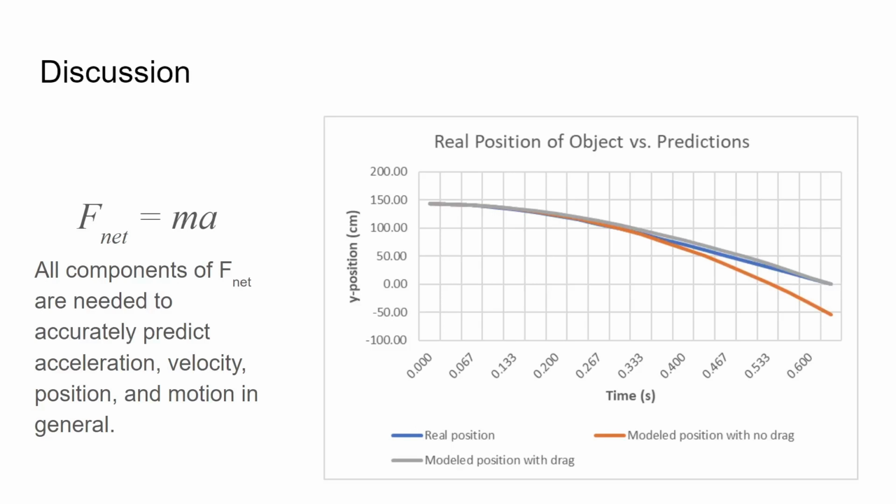The reason for these differences is simple. Drag is a force that acts on all moving objects here on Earth, so to leave it out would be to leave out a crucial part of the net force acting on the object. As shown by Newton's second law, net force is absolutely critical to the motion of an object, so it must be calculated accurately.